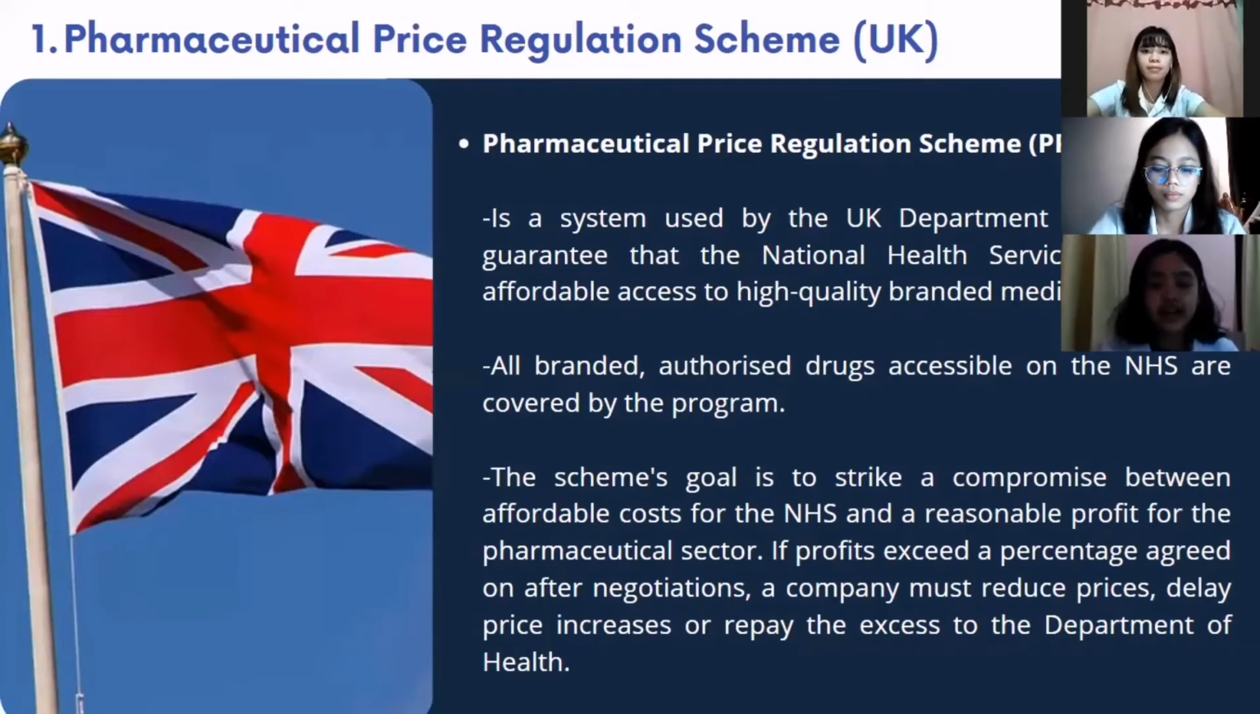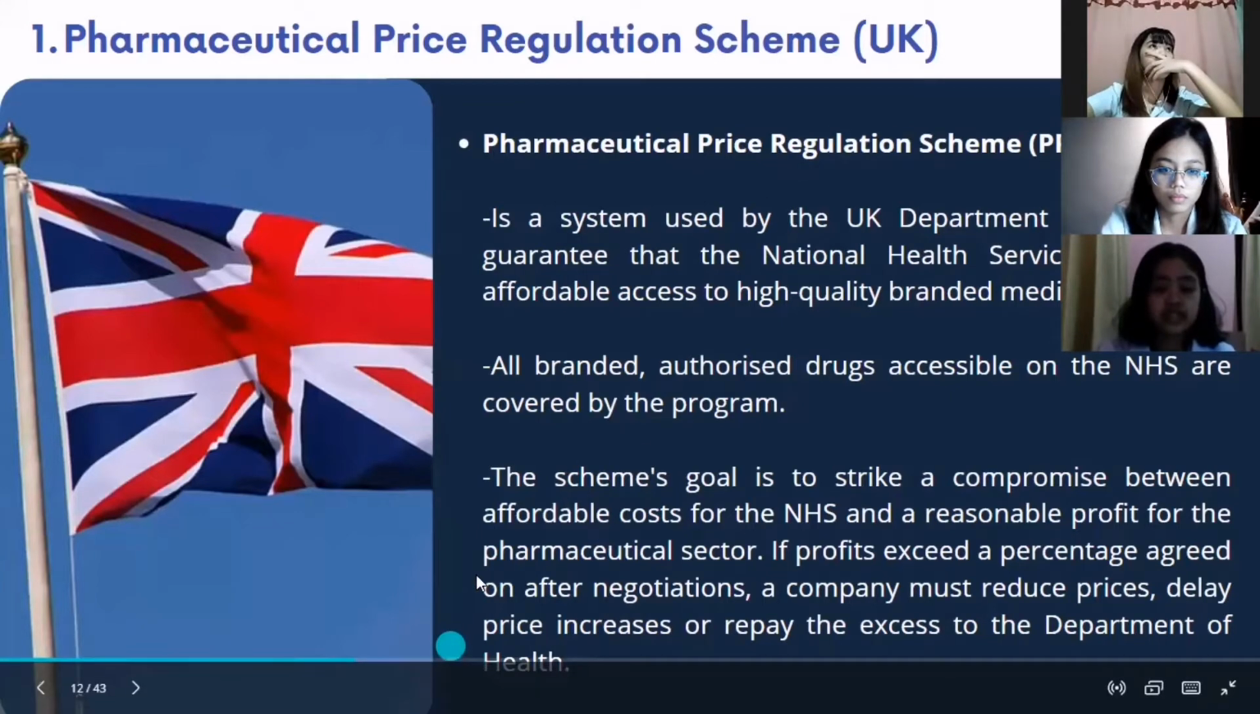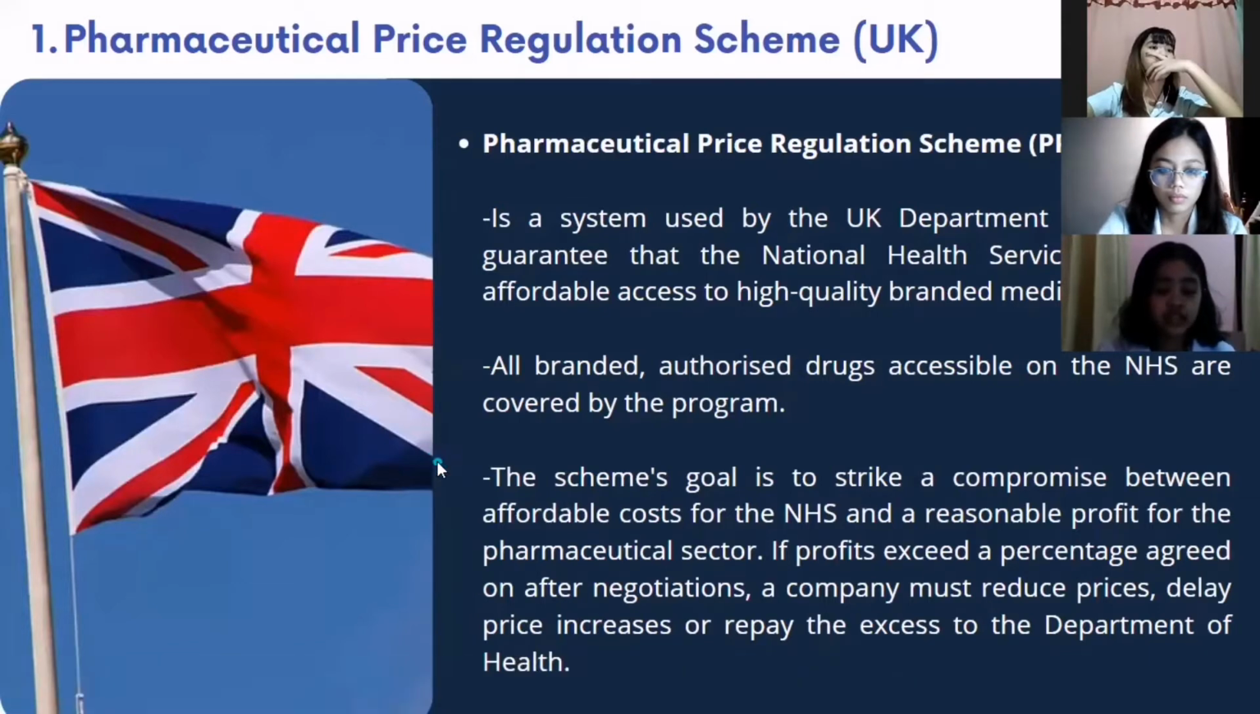This is a system used by the United Kingdom Department of Health to guarantee that the National Health Service has affordable access to high quality branded drugs. All branded authorized drugs accessible on the National Health Service are covered by the program. The program's goal is to strike a compromise between costs for the National Health Service and a reasonable profit for the pharmaceutical industry. If profits exceed a percentage agreed on after negotiations, a company must reduce prices, delay price increases, or repay the excess to the Department of Health.